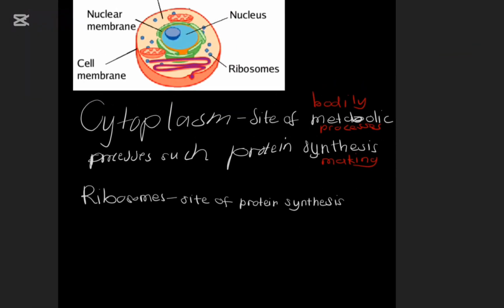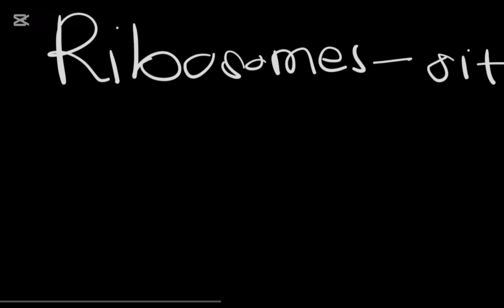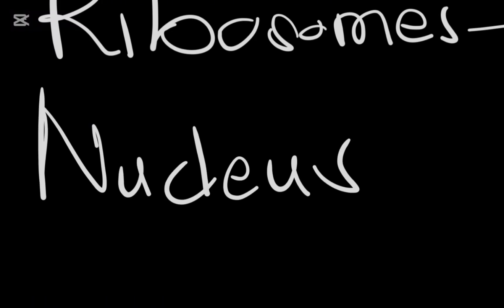And then moving on to our nucleus. One of our special organelles. So our nucleus here is very important because this is the location of our DNA. This is where we find our DNA. We find it in the nucleus. We find our genetic code there. It is also the site of DNA replication, and it is also the site of transcription.